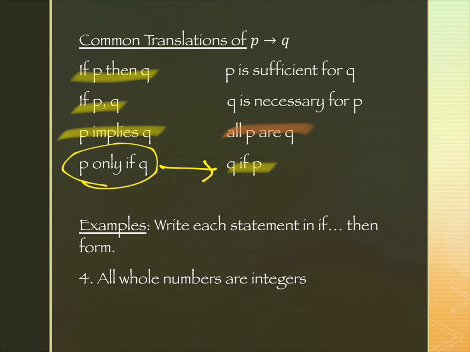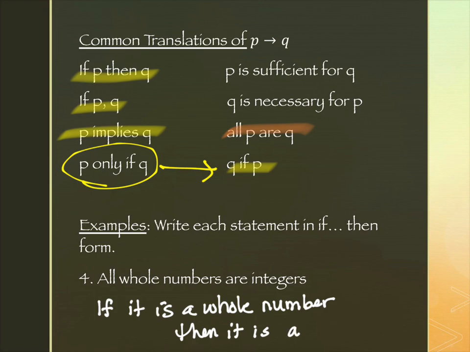So the first one we have is all whole numbers are integers. This one's a lot like the shopaholics have no self-control and milk contains calcium. How would I rewrite this in if-then form? If it is a whole number, then it is an integer. Which happens to be a true statement too. We did that last chapter when we were looking at our boxes inside of boxes in the real number system.